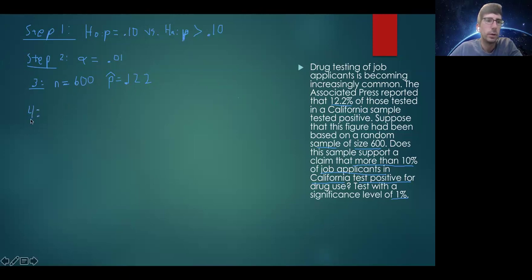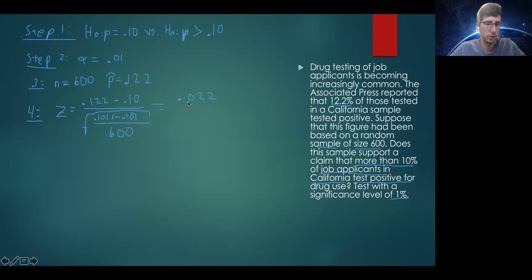Step 4, we need to calculate our z-score, right? Because the proportions are normally distributed. So we take our sample proportion, we subtract from that the null hypothesis population proportion. And then in the denominator, we also use the null hypothesis proportion, 0.10 times 1 minus 0.10. And we divide by our sample size of 600. We take the square root of that. So this difference up top should be 0.022.